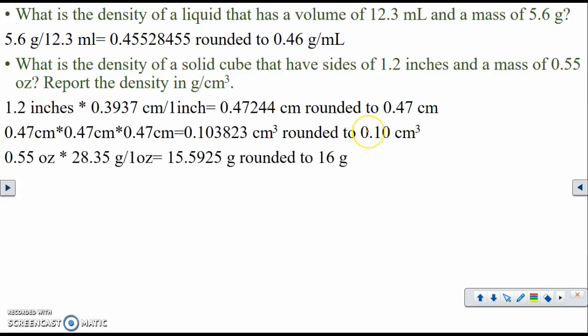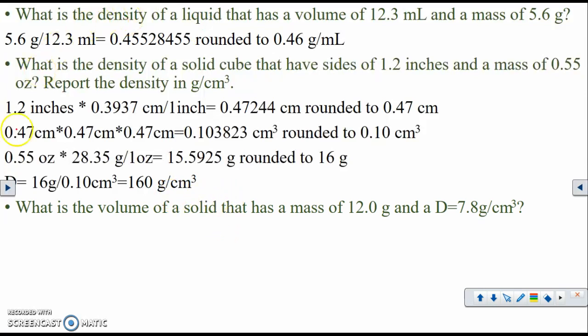Well, density is always mass divided by volume. And here we go. The answer in this case is 16 divided by 0.10, which is 160 grams per cubic centimeter. So this is the density of this solid cube. Now here, folks, why do I have 160 again? The reason is that this only requires 2 significant figures. The trailing 0, because there's no decimal point, is not significant.